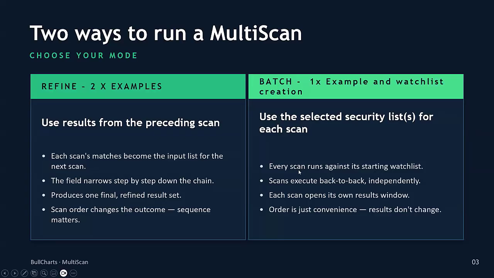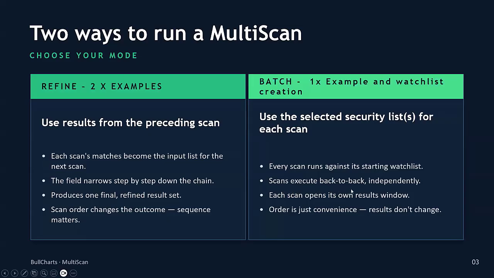The batching, every scan runs against its starting watch list. Now, I used to think you had to use the same universe, but I don't believe that's the case. I've tried it with running separate universes and they just run independently. And again, you might have a stock at 300 or you might have the other at the 50s. I have a number of watch lists, and I'll run them against different watch lists and combine them. So every scan runs against its starting watch list.